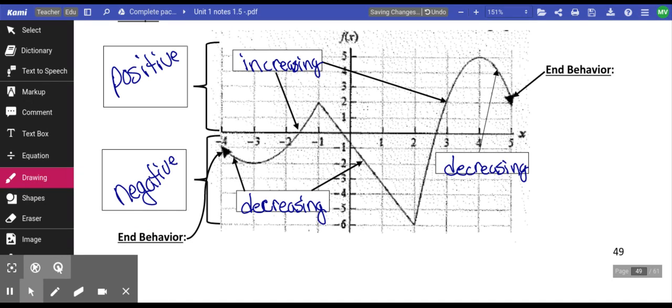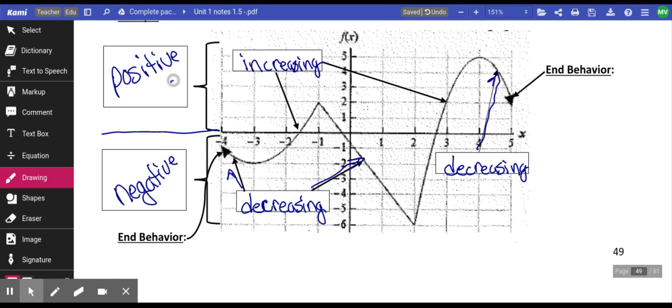Okay, so you can see that these two arrows are pointing at where it's decreasing, and over here it's also decreasing. The rest of the graph is increasing. Where it is above the x-axis is positive, and below the x-axis is negative.